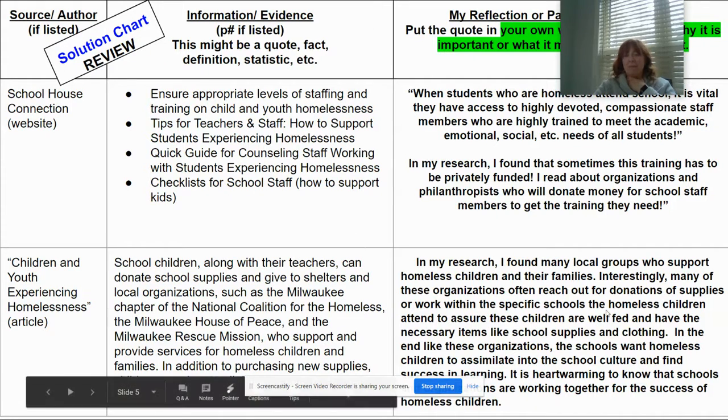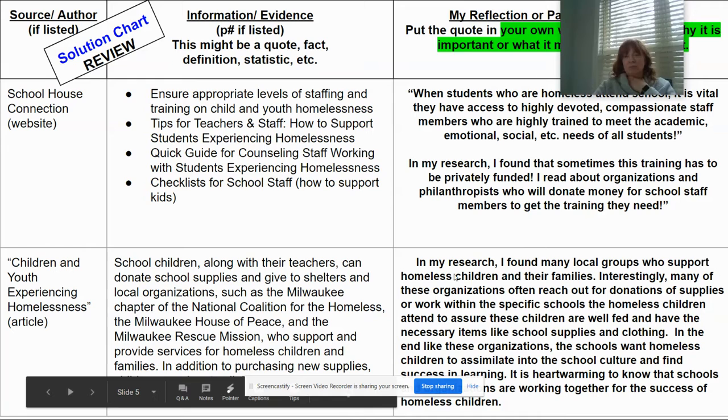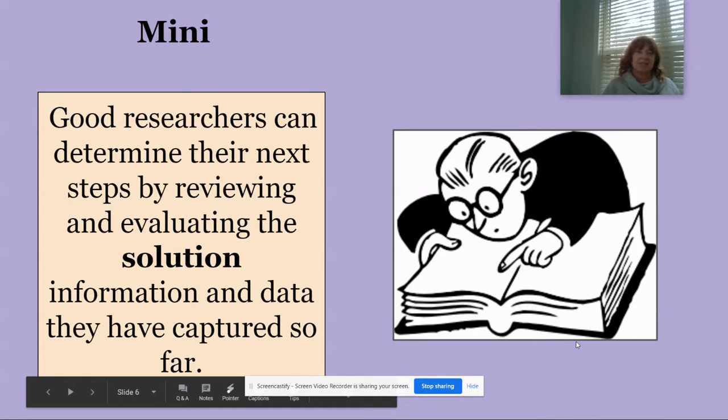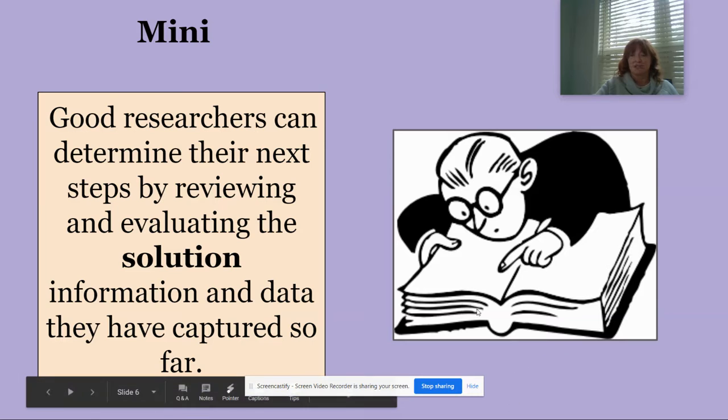This column here, probably the most important, it's a place for you to paraphrase your findings in your own words to make sure that you really understand them, and then also to really reflect on why it's important or how it connects to your research or what it makes you think of. So, brain research shows that the more you can do this reflection, the better you understand your topic. So, today, what I'd like to talk to you about is that good researchers can determine their next steps by reviewing and evaluating the solution information and data that they've collected so far.